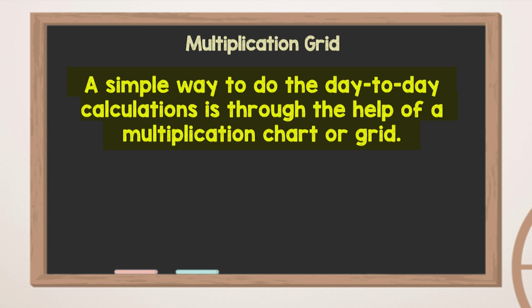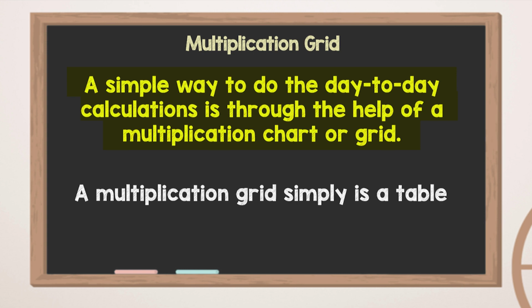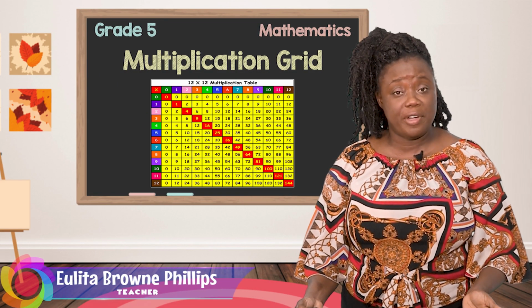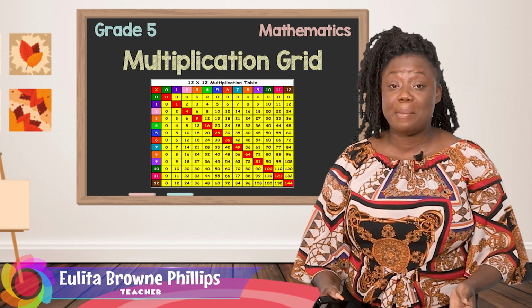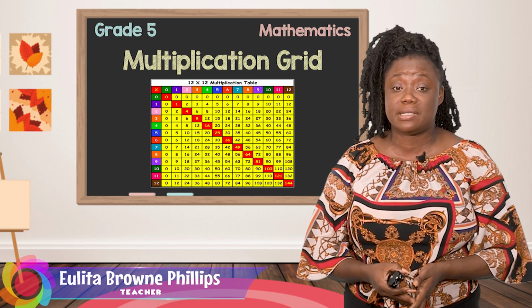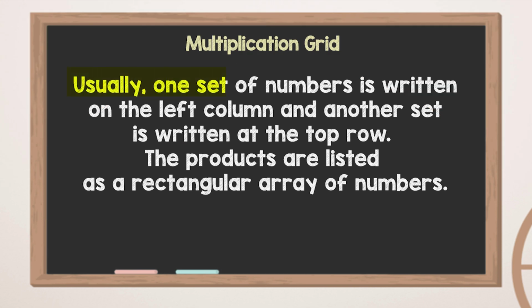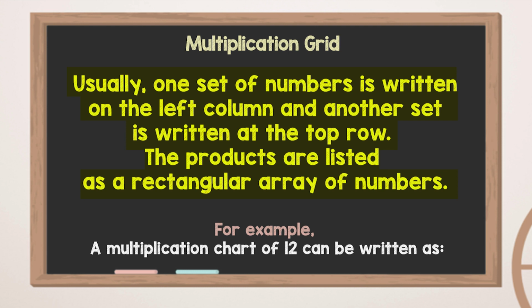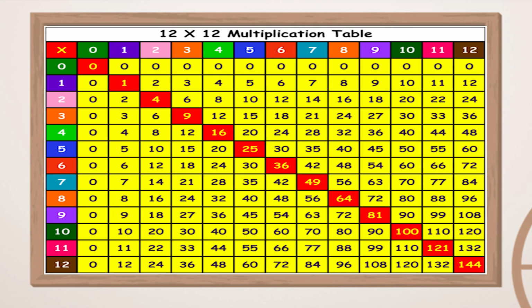So a simple way to do day-to-day calculations is through the help of a multiplication chart or a multiplication grid. A multiplication grid simply is a table that shows the products of two numbers. Do you remember how you find the product? Yes, by multiplying, we find the product of numbers. Usually, one set of numbers is written on the left column and the other set is written at the top row. The products are listed as a rectangular array of numbers.